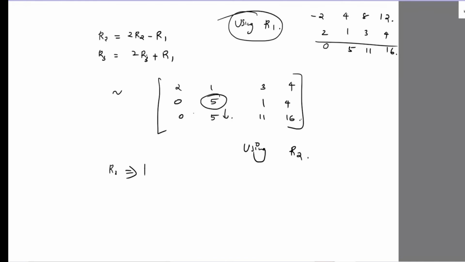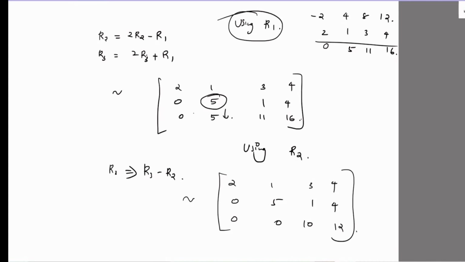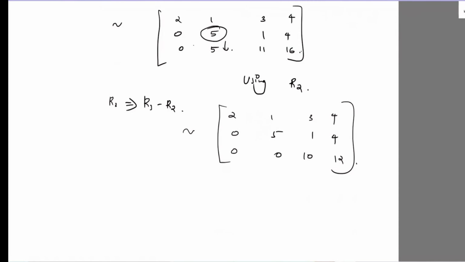R3 changes to R3 minus R2. So this reduces to 2 1 3 4 0 5 1 4 0 0 10 12. Now is it in echelon form? Yes, sir, it is in echelon form. You can see that the positions of the leading coefficients are in increasing order.